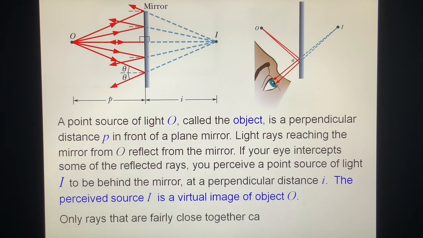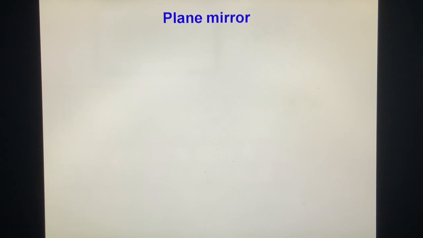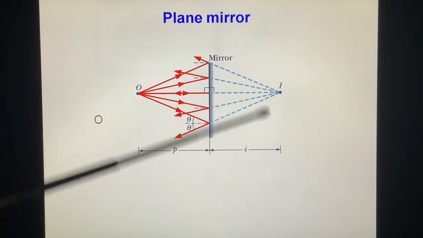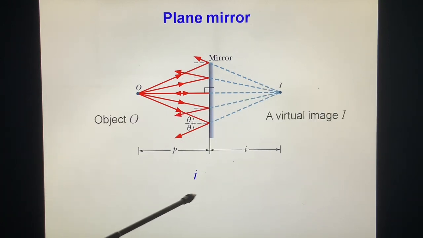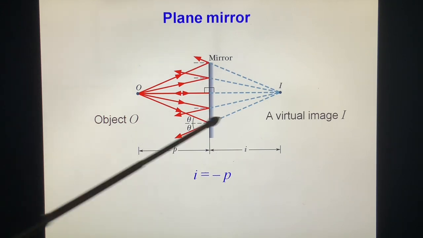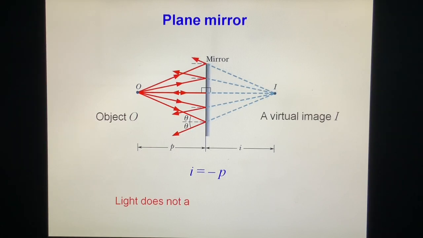Only rays that are fairly close together can enter the eye after reflection at the mirror. Plane mirror: this is object p, this is image i. We write i equals minus p. The magnitudes are the same, but with a minus sign. This minus sign means it's a virtual image. It's on the virtual side. Light does not actually pass through it.